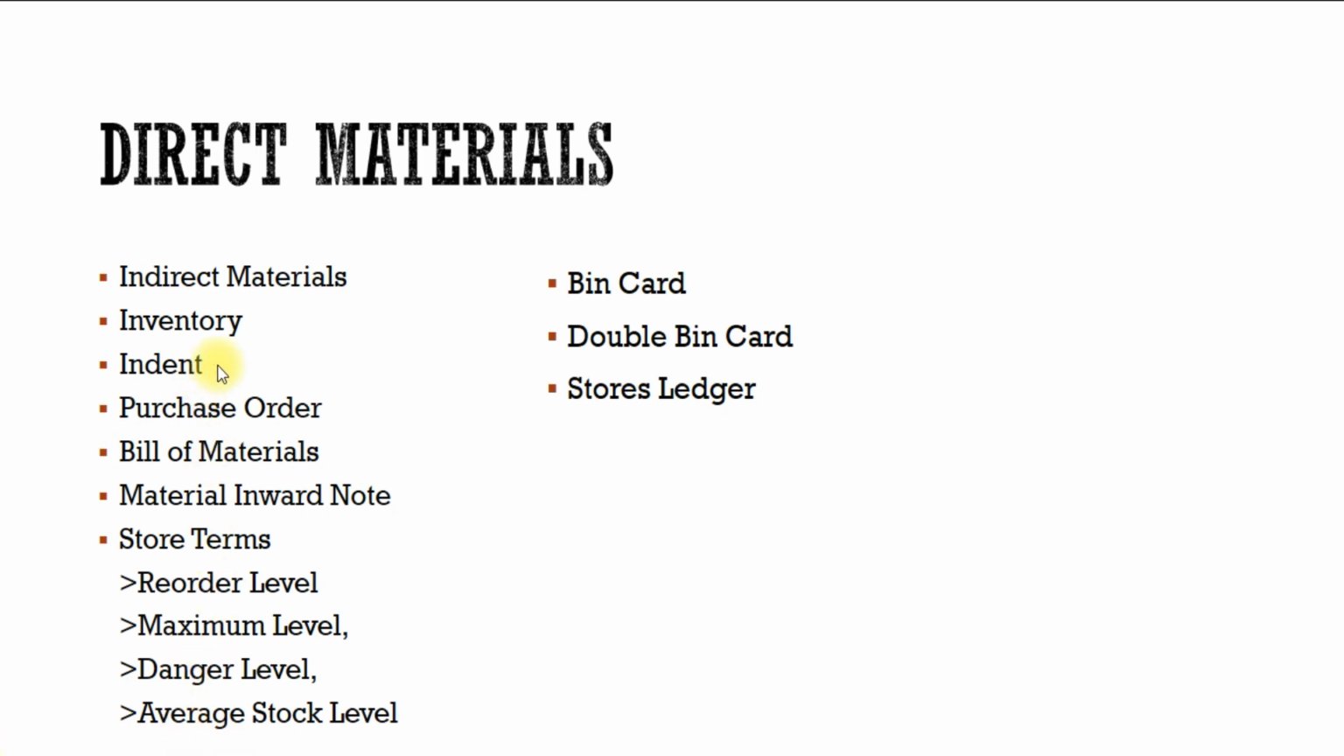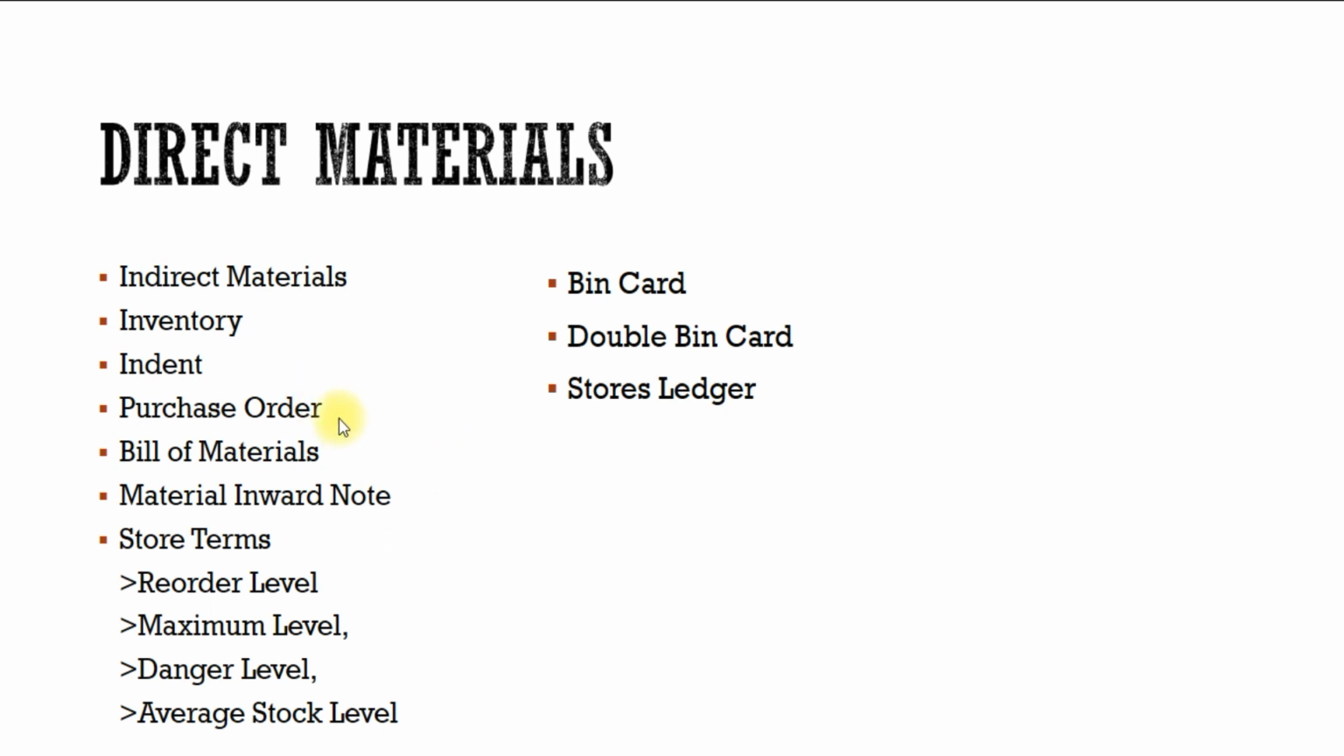Next we'll see what is intent. An intent is a formal request for the purchase of goods prepared by a storekeeper or a department head. The original copy of the triplicate copies is sent to the purchasing department and the duplicate copy is kept by the storekeeper.